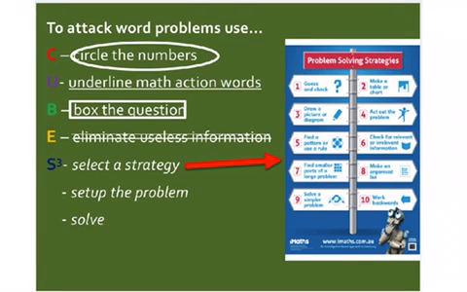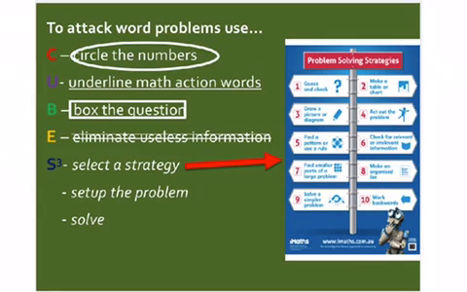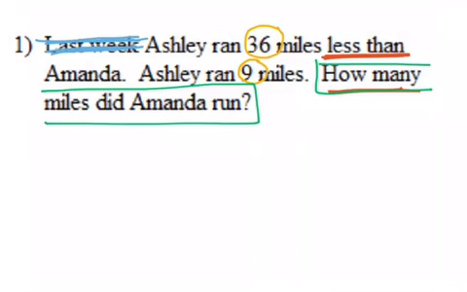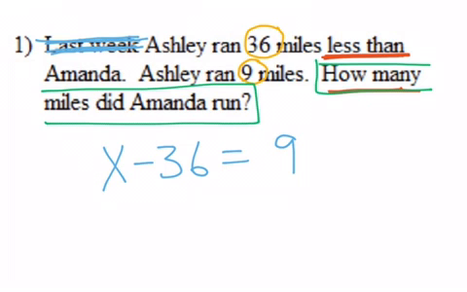And then lastly, select the strategy, set up the problem, and solve. So the strategy I'm going to use for this one is to create an equation. And then the second S is set up the problem. So I'm going to set up this problem like this. Ashley ran 36 miles less. So that indicates subtract. Ashley ran 9 miles. So she ran 36 miles less, and Ashley ran 9 miles. So I selected my strategy, which is create an equation. I set up my problem, and the last S is to solve.